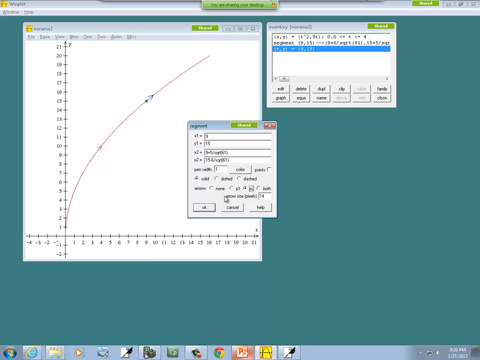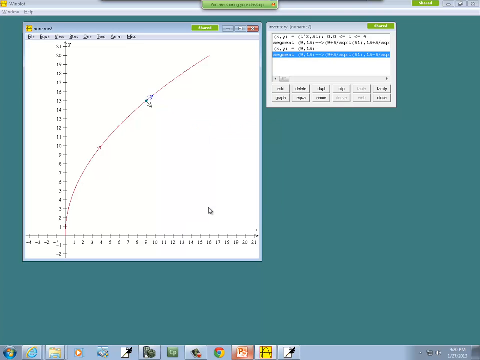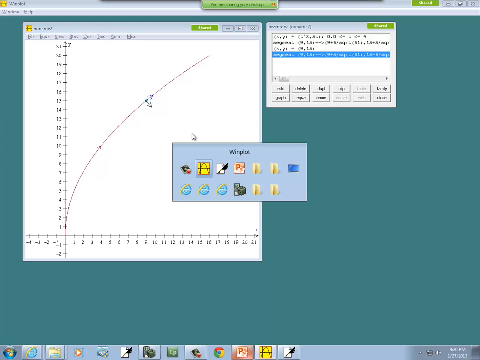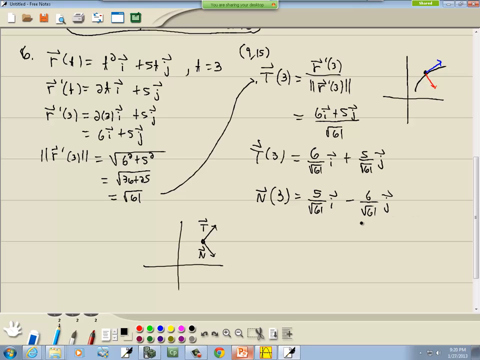I'll do my point there. Arrow size is fine. I'll click OK. And see how it opens like that? Now, some of these I try to do in my head to think that through. I try to do that in class, and hopefully I didn't screw up the signs. But that's what allows you to find it very quickly.